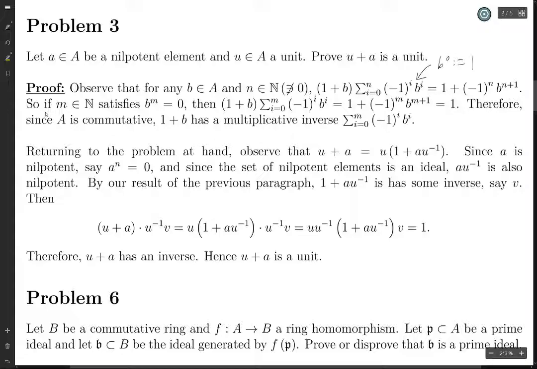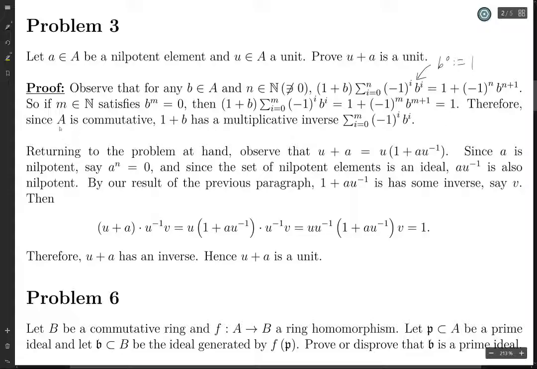So with that being said, if we have a natural number m such that b to the m is 0, then we just plug it into the formula. But since b to the m is 0, multiplying both sides of this by b gives us b to the m plus 1 equals 0. And so this whole term here is 0, and so we have just 1.